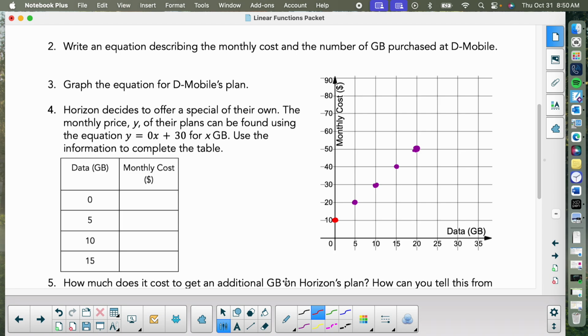When you're not using any gigabytes, you still have to pay $10. Yes. So there's not a great way to explain it, so that was good. Basically, you have to pay to have your phone. Even if you decide not to use your phone that month, you have to pay to have a phone line. So that $10 is going to be a starting amount. The y-intercept.